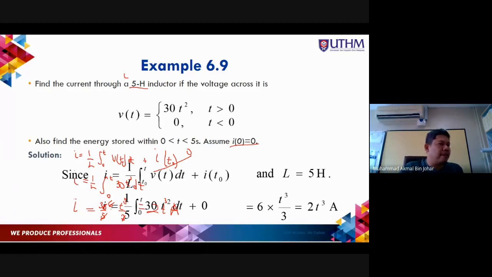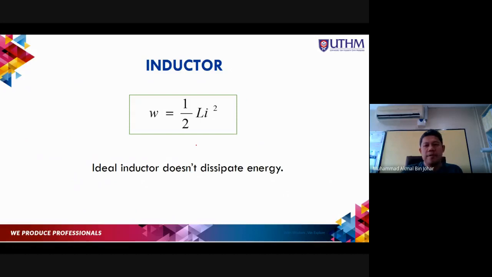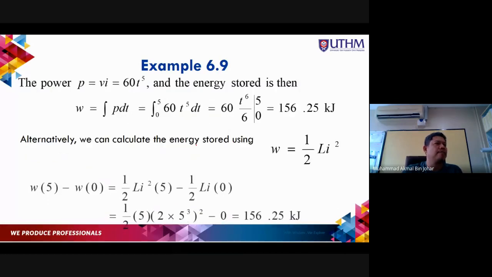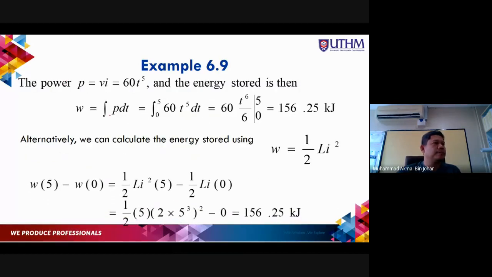Now the second part of the question is to find the energy stored between 0 to 5 seconds. So we would like to know how big the energy that can be stored from 0 to 5 within 5 seconds. So we will use the equation w equal to half L i squared. So we can use this way.